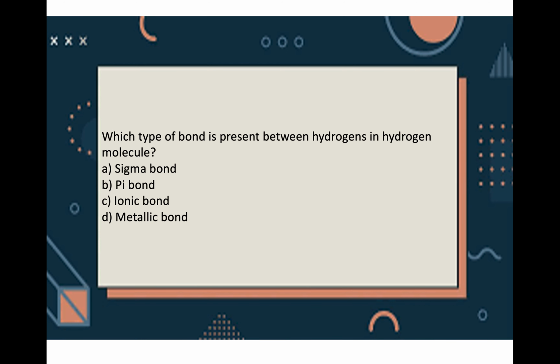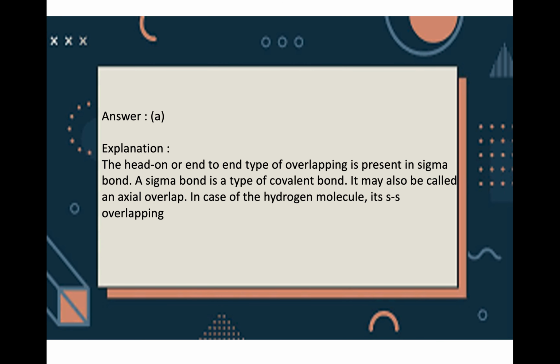Now next question, which type of bond is present in the hydrogen molecule? Is it sigma bond, pi bond, ionic bond or metallic bond? Option is sigma bond, because the head-on or end-to-end type of overlapping is present in a sigma bond, a type of covalent bond also known as axial overlap. So for the hydrogen molecule, it is s-s overlapping.